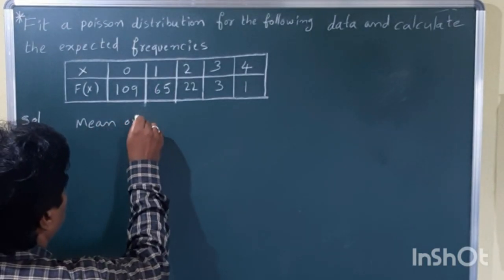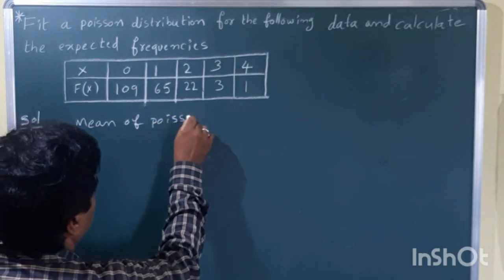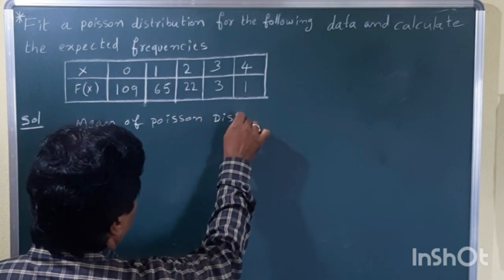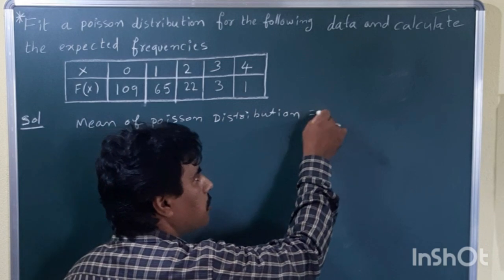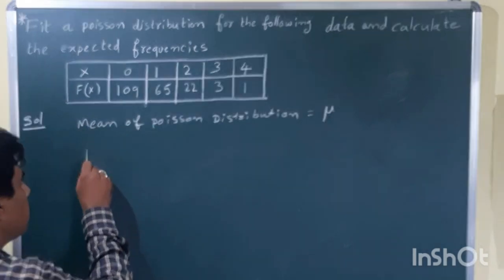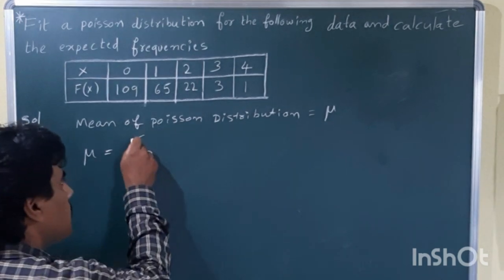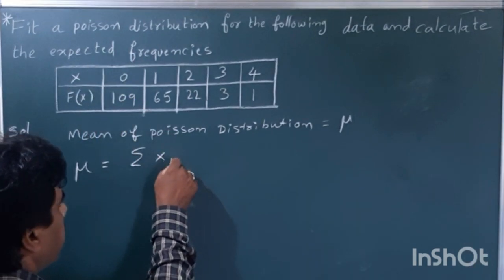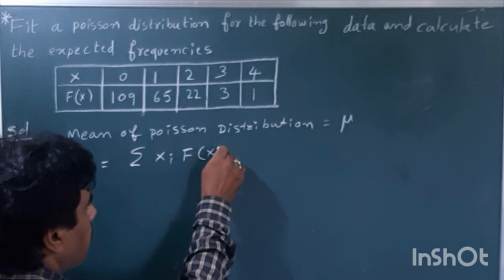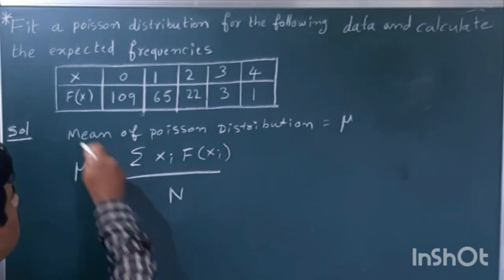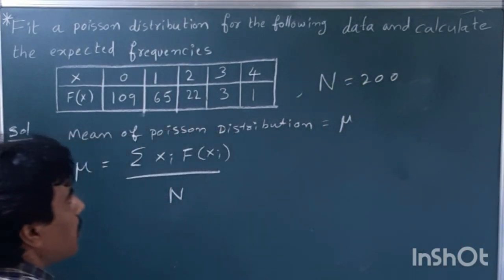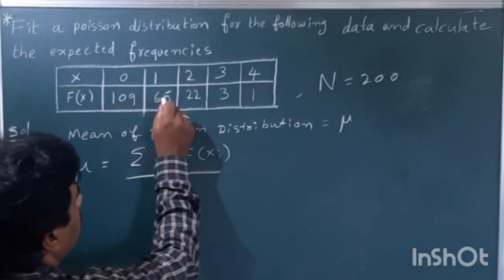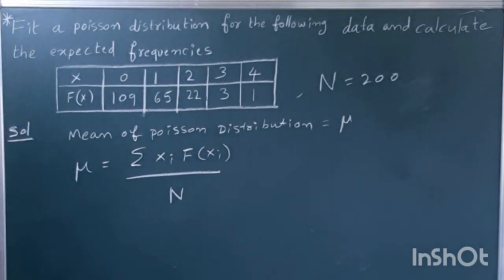What is the mean of the Poisson distribution? Mu is given by sigma xi into f of xi by n. Here in this problem the n value is 200. We can get the n value by summing up all of these values. So n is equal to 200.